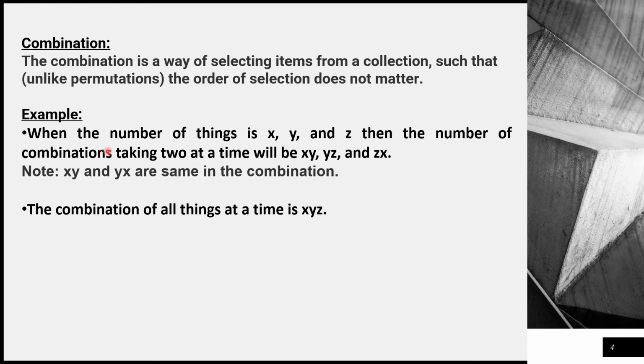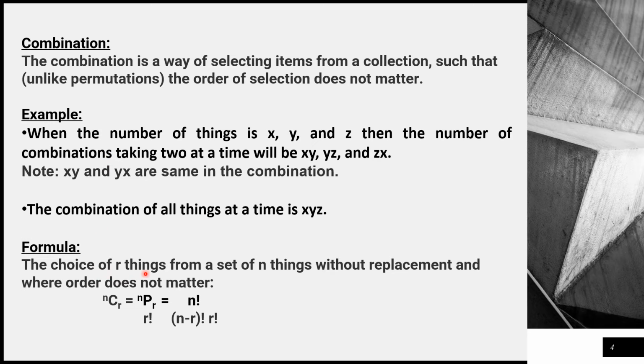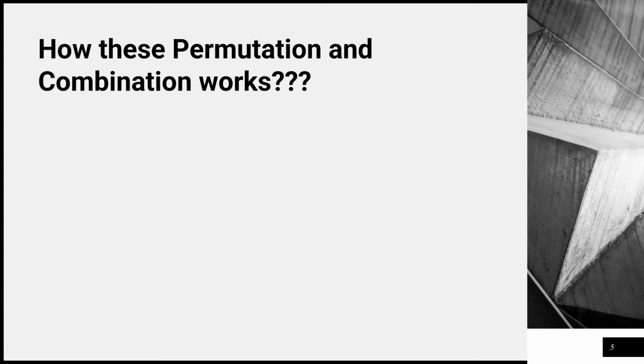The formula to solve combinations is: the choice of r things from a set of n things without replacement and where order does not matter gives nCr, which is equal to nPr divided by r factorial. Before this, we know the nPr formula, which is n factorial by n minus r factorial. So nCr is n factorial by n minus r factorial into r factorial.